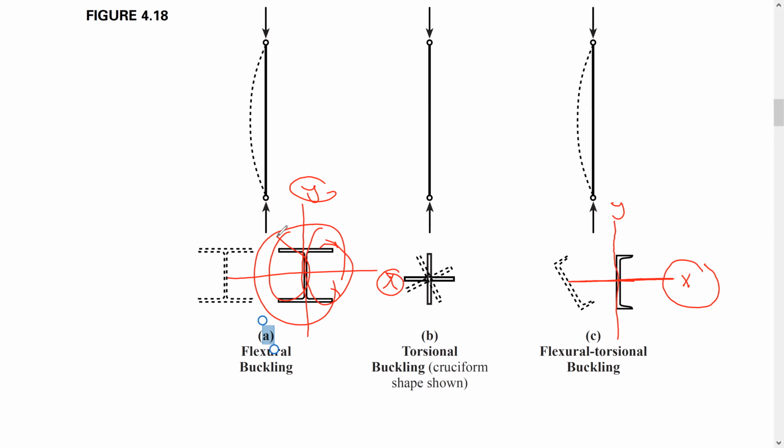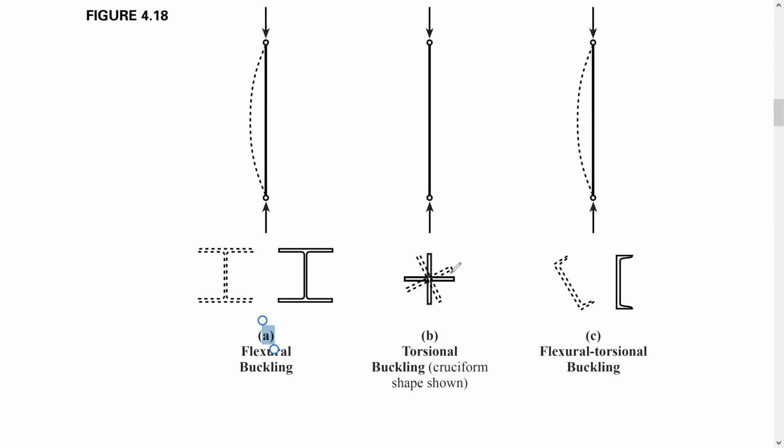The other thing here is that this kind of cross section might be, or will be, a built-up section, because we don't have any hot rolled standard cross section like this. It's a combination of angles placed back to back, or here, four angles.